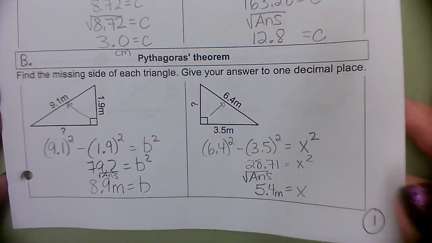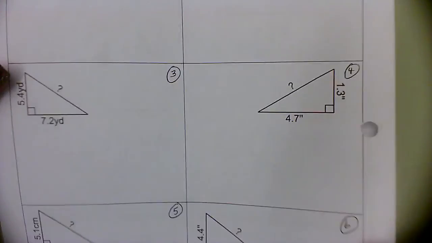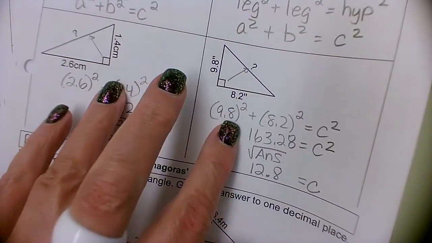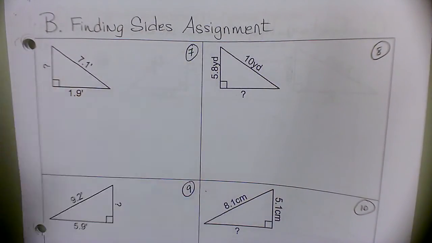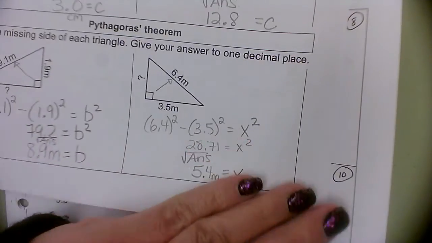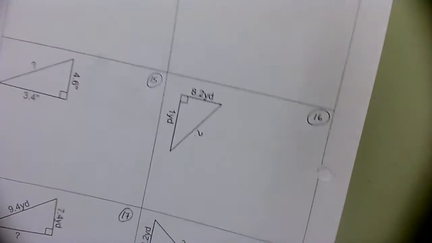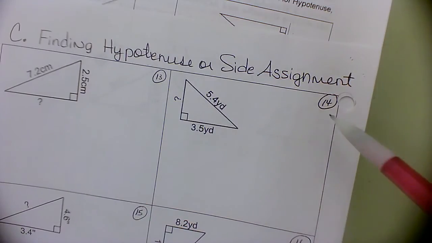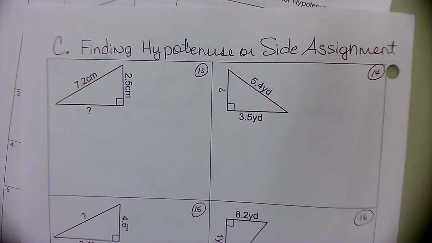So that is how to find a hypotenuse and how to find a leg. Now, your assignment: everything on page 2 is finding a hypotenuse, like these two examples here. Everything on page 3 is finding sides, like the last two examples you just did at the bottom. And if you flip the page, there are 6 of them that are a variety. It could be finding a hypotenuse or a side, so you have to check: am I going to be adding them or subtracting them?